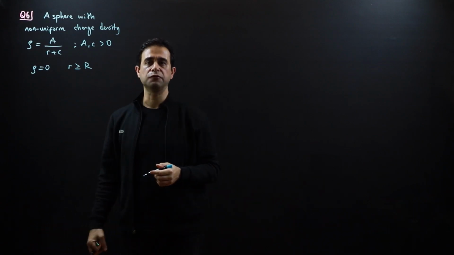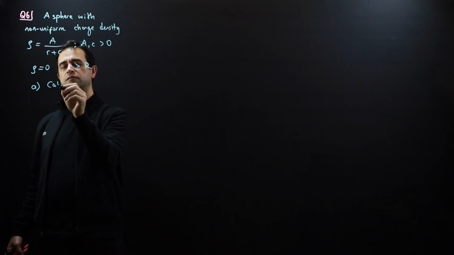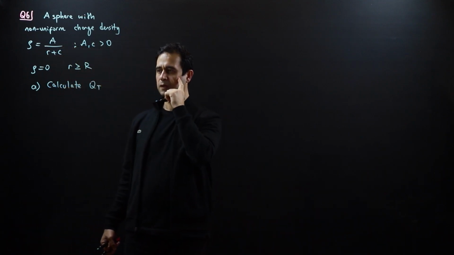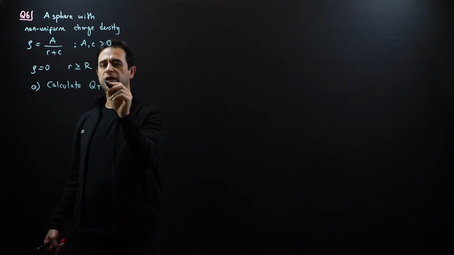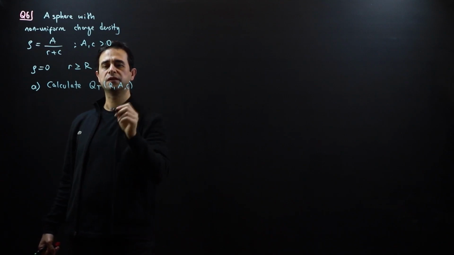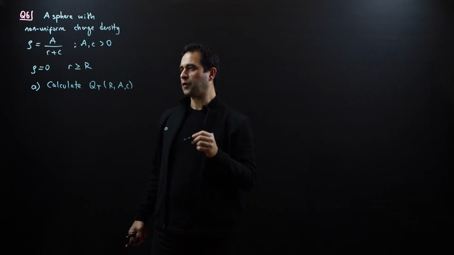It has actually 4 parts. First part is the following. Calculate the total charge, Qt, as a function of capital R. It's going to depend on capital R, A, and C, and constants. So, how do we do it?